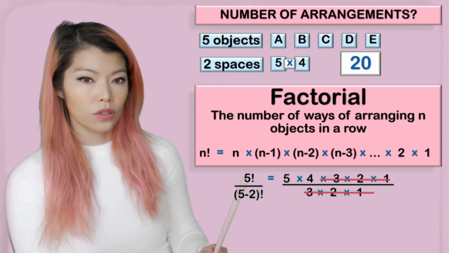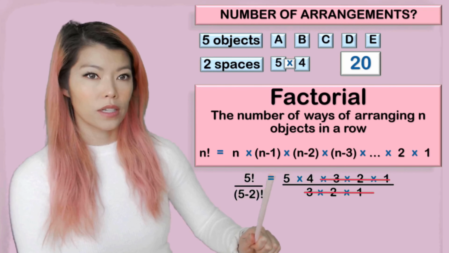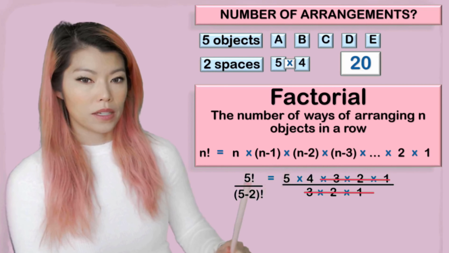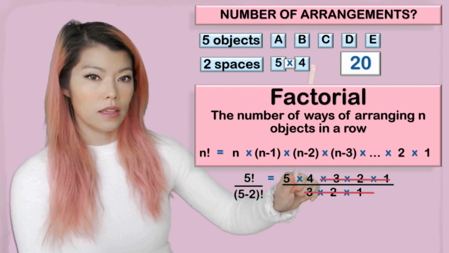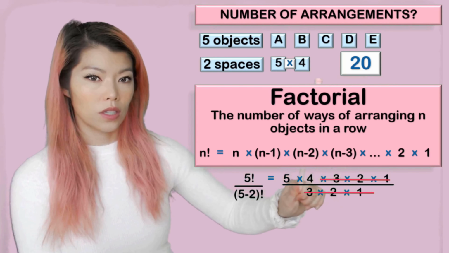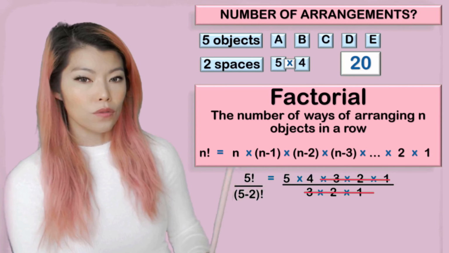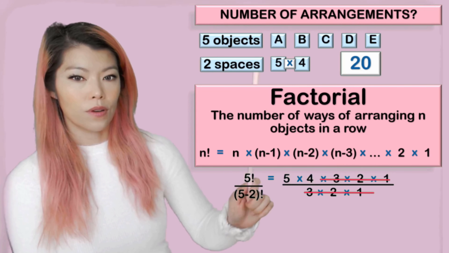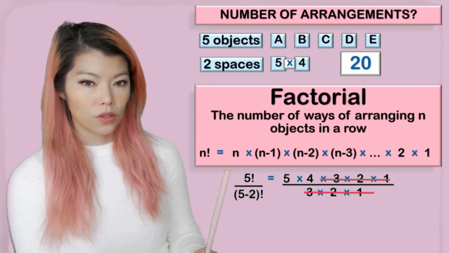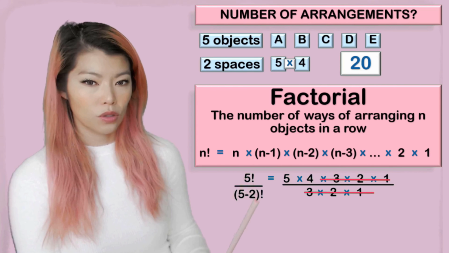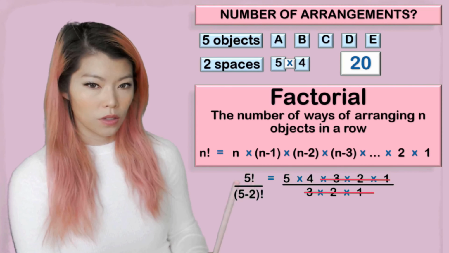So 5 factorial is if we had 5 objects all in a row. By dividing by 5 minus 2 factorial, we considered that there are not enough spaces. We have just these 2 spaces over there. So the new formula now is, if we have 5 objects and only 2 spaces, we would do 5 factorial over 5 minus 2 factorial. So this 5 minus 2 factorial is to get rid of the 3, 2, 1.